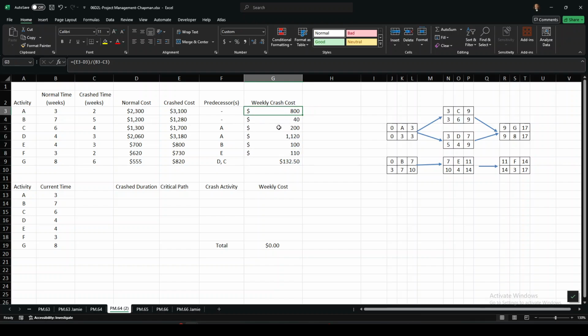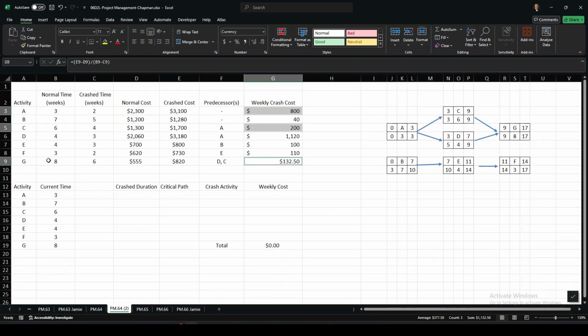So if we're looking at A, C, or G, which one is the cheapest one? Well, it turns out G is the cheapest one. So if we wanted to crash, we would crash G first. Why? Because it's on the critical path, first of all, and second of all, it's the cheapest of the three activities to crash.